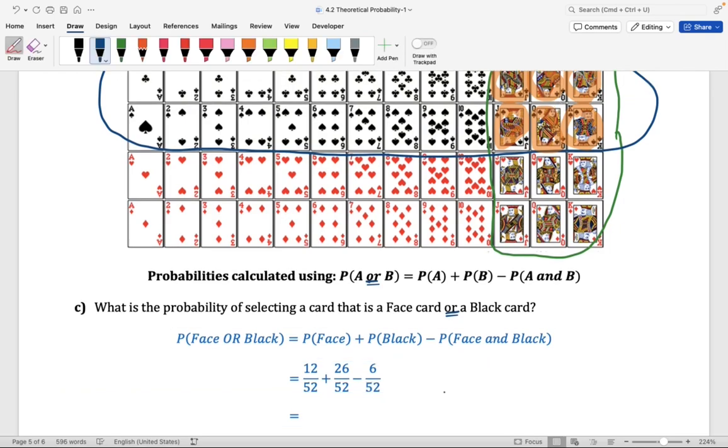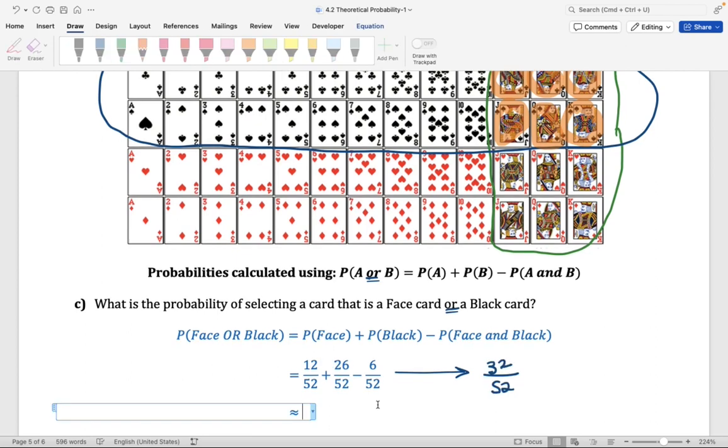Go ahead and enter this expression into the calculator. You can go ahead and enter the expression that we have here, or you could also do this work without using a calculator. Here we have a common denominator, so we can simply take 12 plus 26 minus 6, that is 32 out of 52. Go ahead and round to 4 decimal places. You should be getting 0.6154.